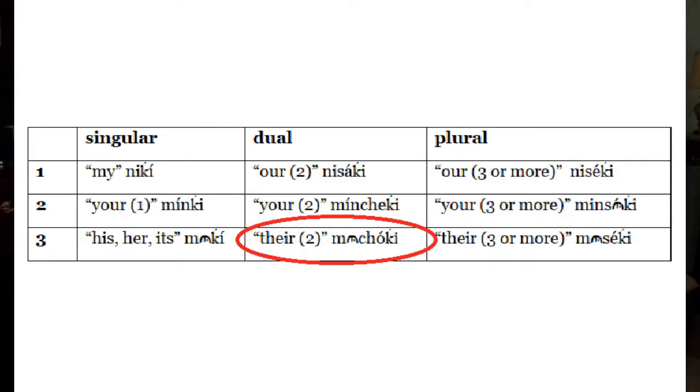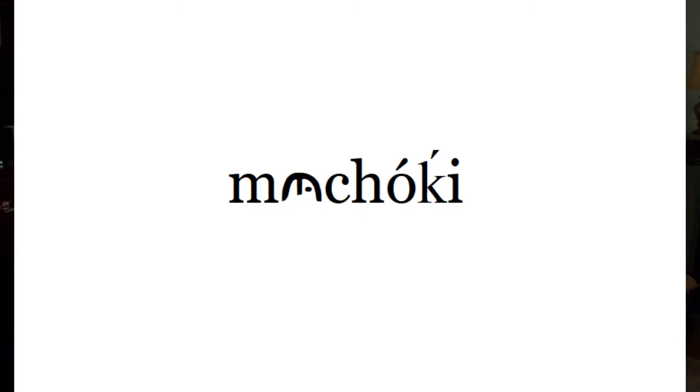Talking about they as two people is maichom. Two of them as object is maicho, and their two people is machoki. This is a little different because you might be expecting maichoki. Machoki. Repeat. Machoki.